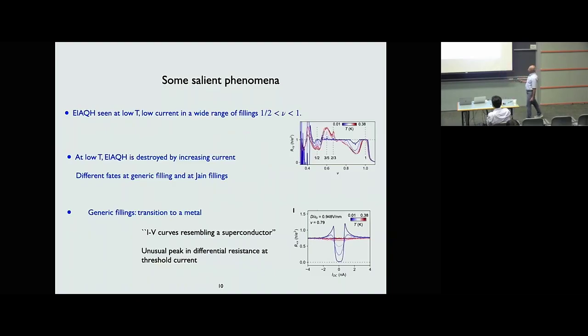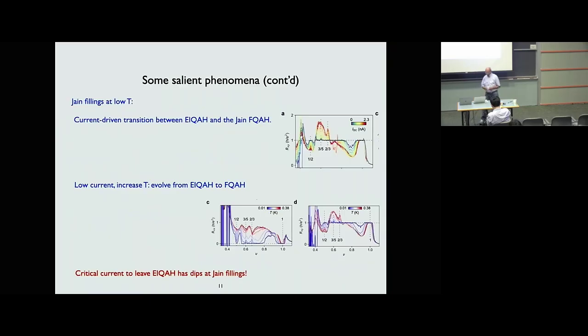So it's an unusual structure in that there's a peak in the differential resistance at a threshold current, right? And then it goes into a metal, right? It starts from this integer quantum Hall state, has a peak in the differential resistance, and then goes to the metal. Now, that's what happens at generic fillings.